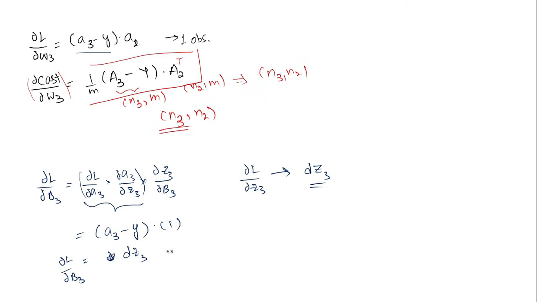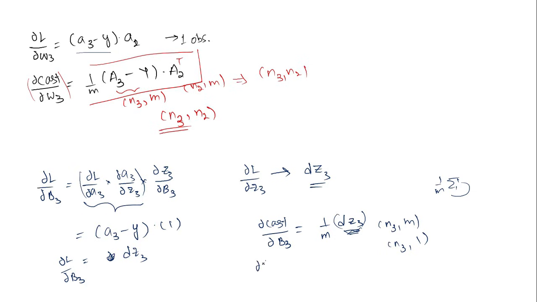Now this was only for the one observation, and when we have m number of observations, then del cost by del b3 is going to be 1 upon m dz3. Also note one thing here, the dimension of dz3 is n3 comma m, but the dimension of b3 is just n3 comma 1. So we will need to take the column wise summation of this dz3 term, and it also makes sense here because in our cost we already had 1 upon m and the summation term there. So for this summation we need to take the column wise sum.